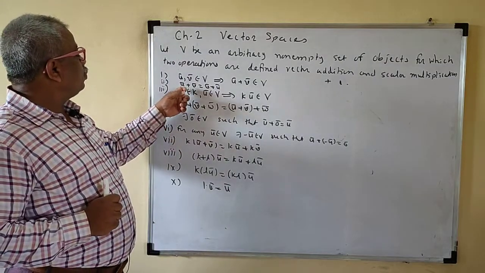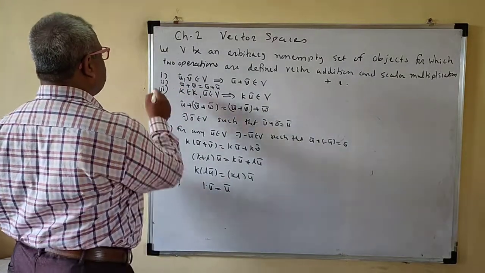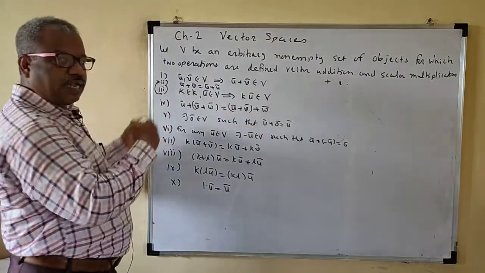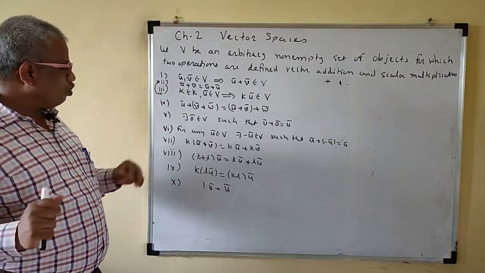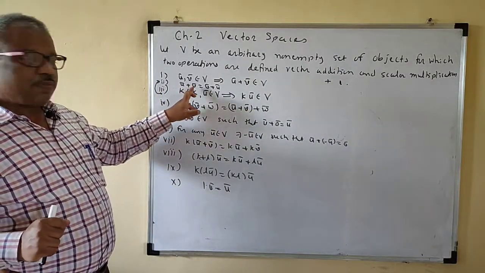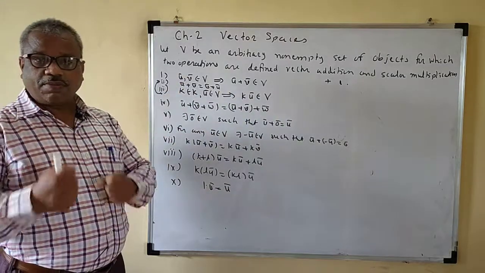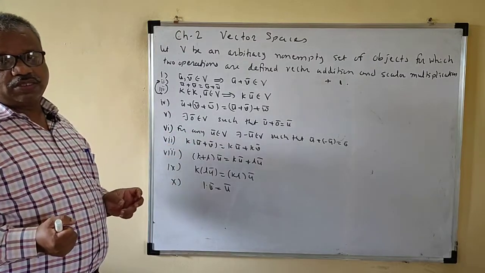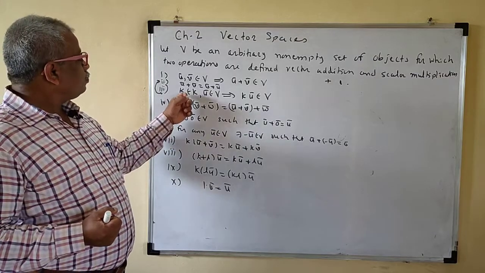Now, u bar plus v bar, you may interchange the second and third property. So u bar plus v bar is equal to v bar plus u bar, no problem for this one. That means this is called the commutative law with respect to addition. U bar plus v bar is equal to v bar plus u bar. So this is called the commutative law with respect to addition.